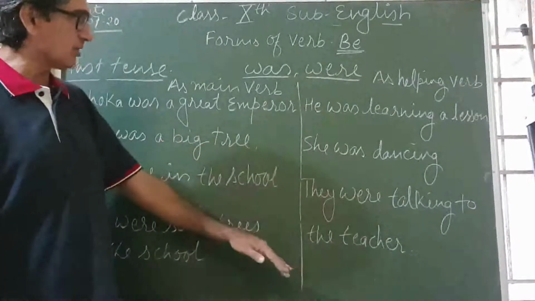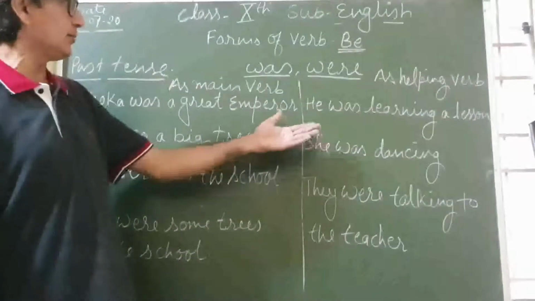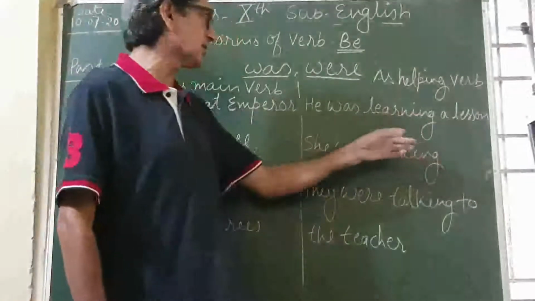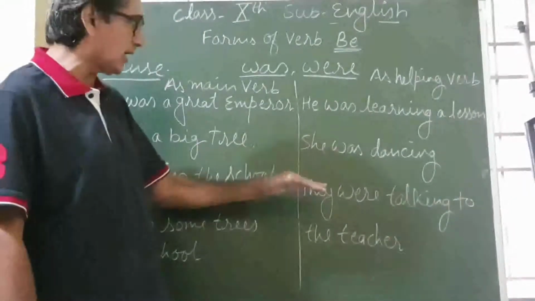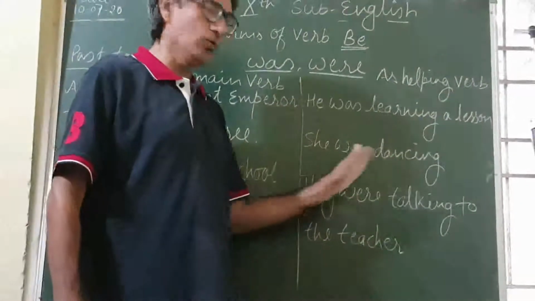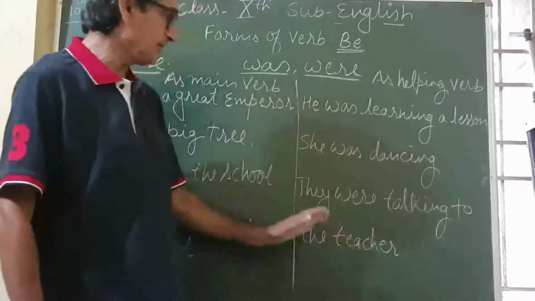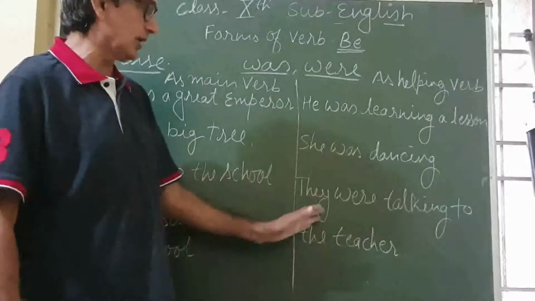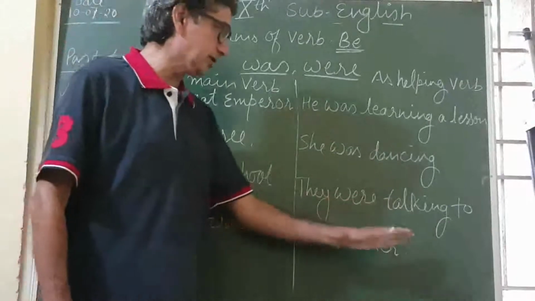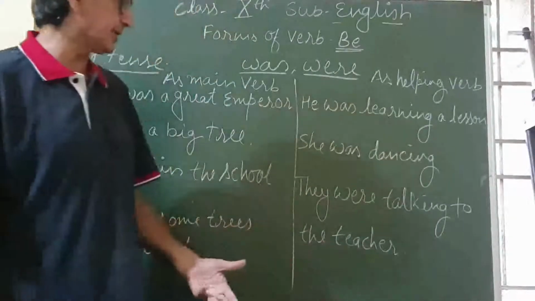The Hindi translation of these sentences is very easy. You know it. He was learning a lesson. वो एक पाठ याद कर रहा था. She was dancing. वह नृत्य कर रही थी. They were talking to the teacher. वे अध्यापक से बातें कर रहे थे या बात कर रहे थे.